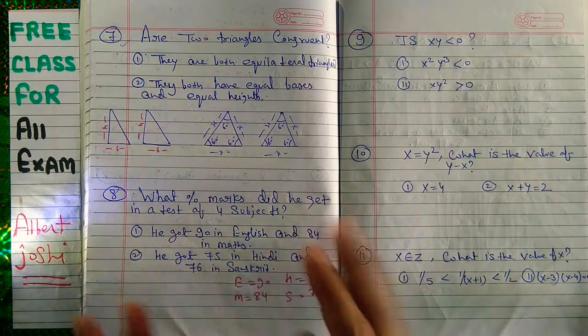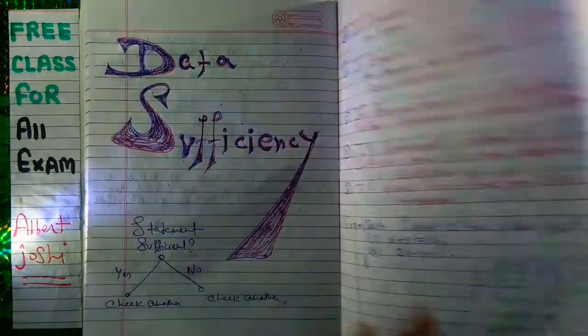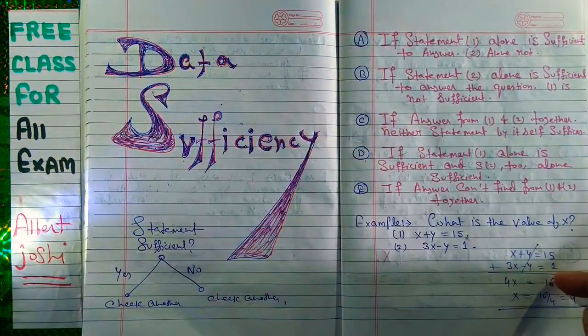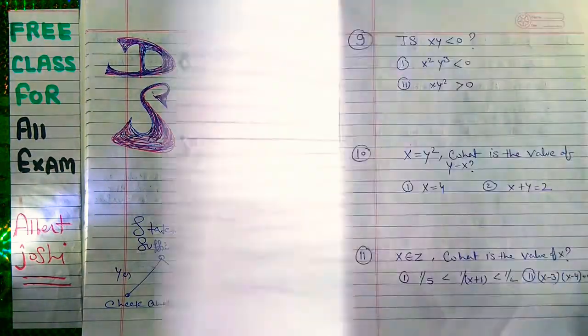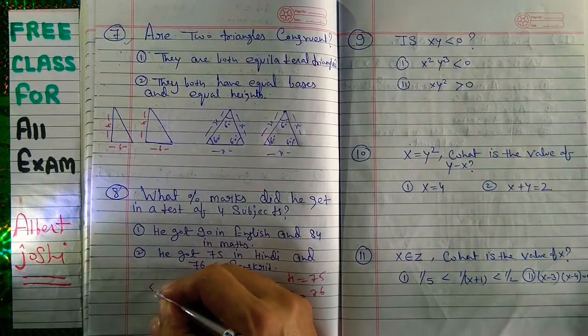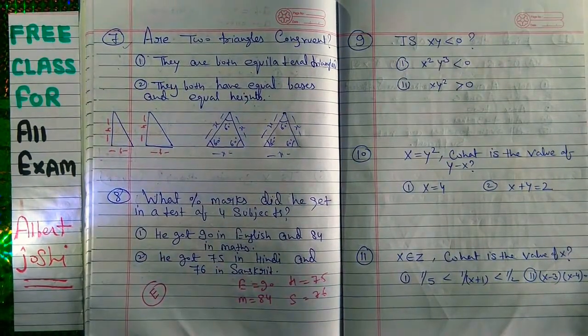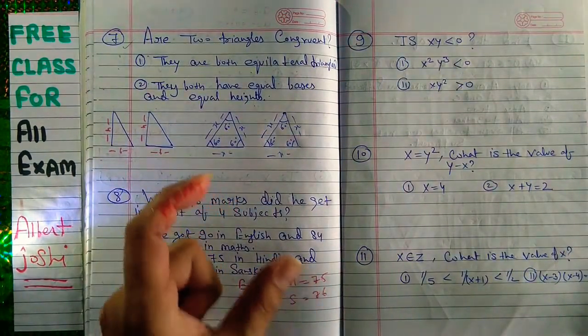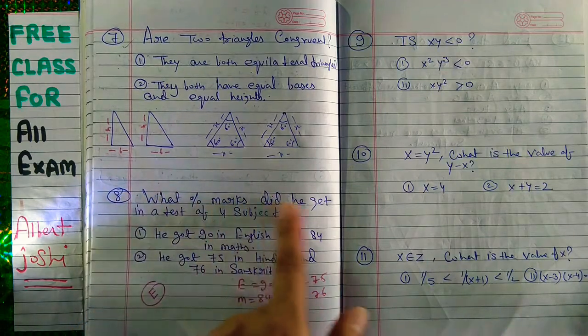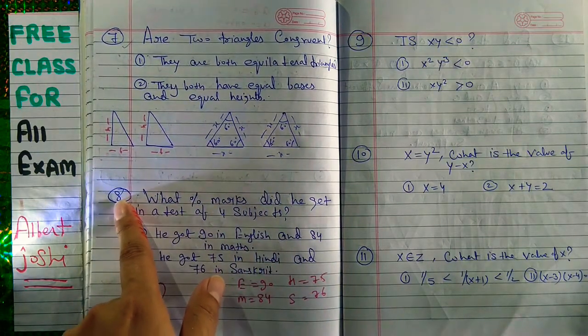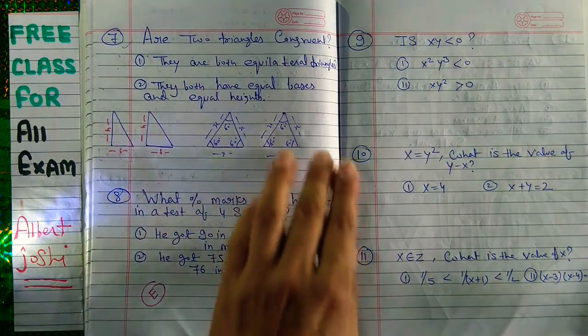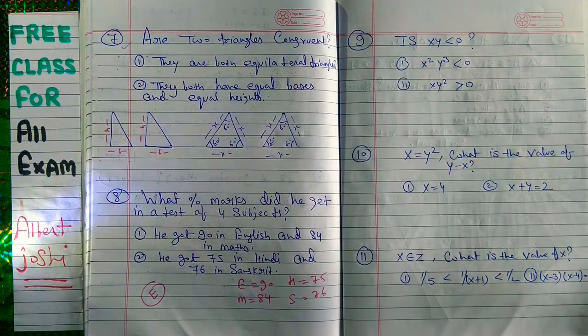All the students will go wrong here. They will think that C is the correct answer, but this is not the correct answer. Your correct answer is E. You cannot predict because he has not given us the highest marks. This question has come in your IIT JEE. Now question number 9.